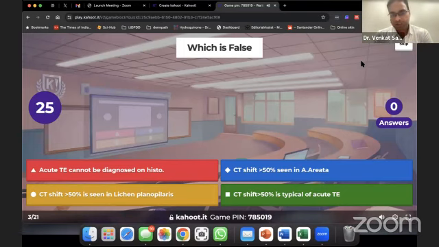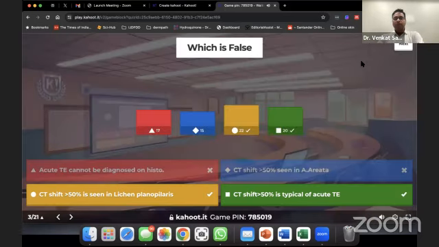Acute telogen effluvium cannot be diagnosed in histology. CT shift of greater than 50% is seen in alopecia areata. CT shift of greater than 50% is seen in lichen planopilaris. CT shift of greater than 50% is seen in acute telogen effluvium. Really, we should have about a minute, but we've consumed too much time, so I haven't given you too much time on this. So the correct answers are, I'll discuss that.